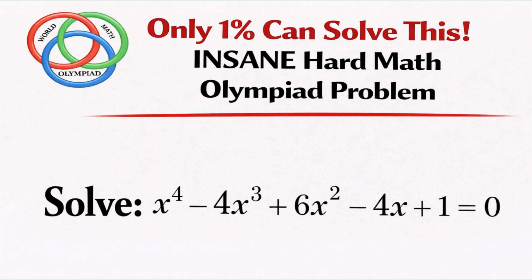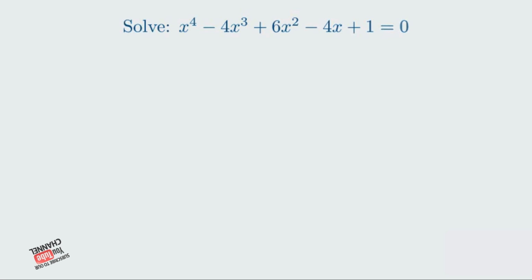Hello! In this video, we'll be tackling a problem that might look intimidating at first glance. We're going to learn how to solve the fourth degree polynomial equation, x to the power of 4 minus 4x cubed plus 6x squared minus 4x plus 1 equals 0. By the end of this lesson, you will be able to recognize special patterns in polynomial equations and use them to find all the solutions.